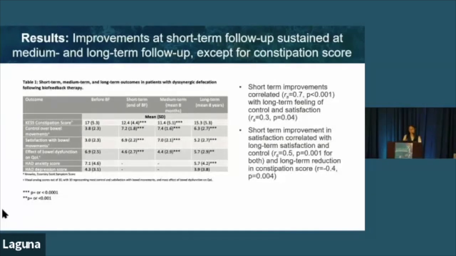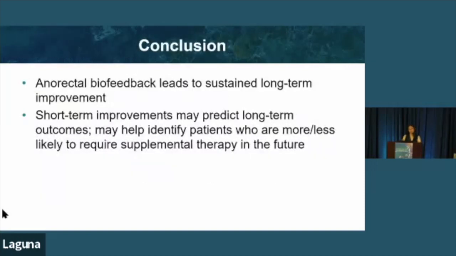What's notable here was that constipation scores remained lower at the medium-term follow-up, but not at the long-term follow-up. They did note that short-term improvements in patient satisfaction and short-term improvements in control were also correlated with long-term improvements in control and satisfaction, as well as long-term improvement in constipation score. So these data suggest that anorectal biofeedback does lead to sustained long-term improvements, and the short-term response seems to predict how well they will do in the long term, and could also help identify patients who would be more or less likely to respond to refresher courses or supplemental therapy.